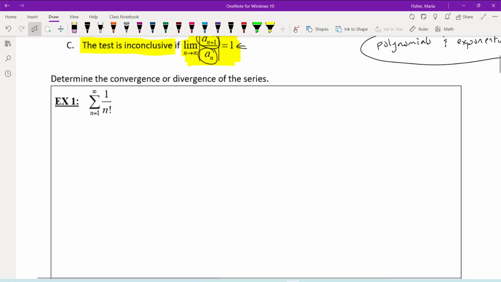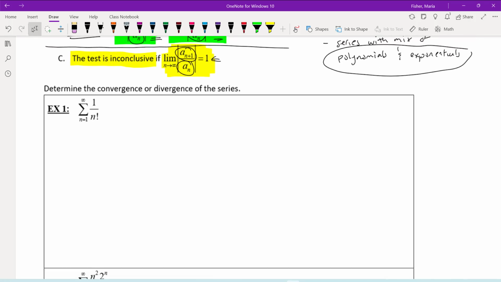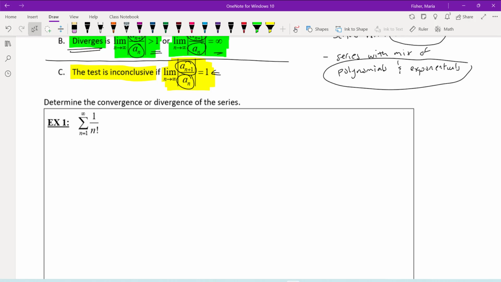So let's determine the convergence or divergence of the series, and we're going to use the ratio test on these. Example 1 is the sum from n equal 1 to infinity of 1 over n factorial. The ratio test says that I need to look at the limit as n goes to infinity of the absolute value of a sub n plus 1. Well, a sub n plus 1 would be 1 over, instead of n, I'd write n plus 1 factorial. And then that gets divided by a sub n, so divided by 1 over n factorial.